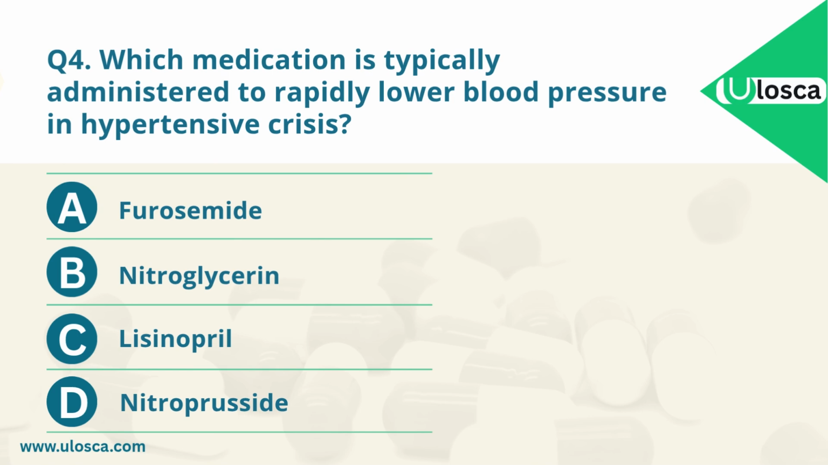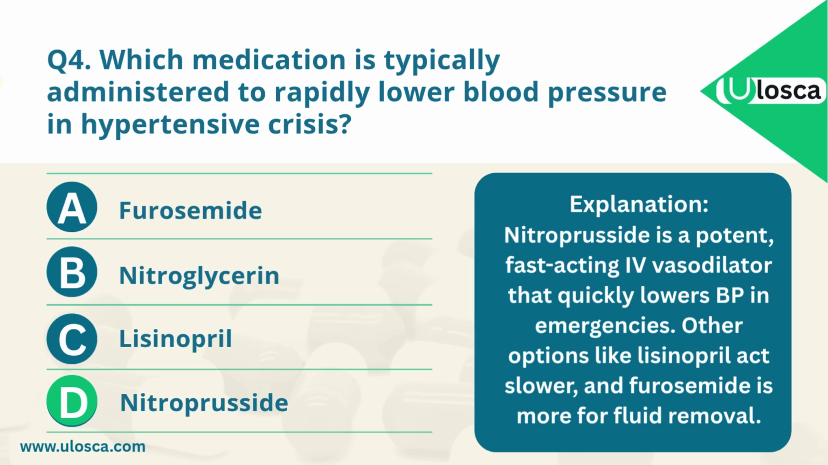The correct answer is D. Nitroprusside. Explanation. Nitroprusside is a potent, fast-acting vasodilator that quickly lowers BP in emergencies. Other options like lisinopril act slower, and furosemide is more for fluid removal.